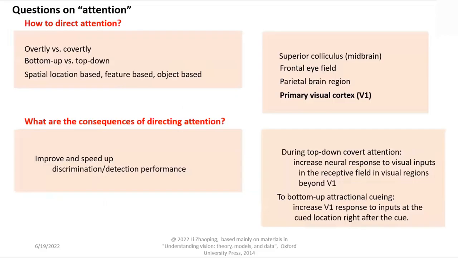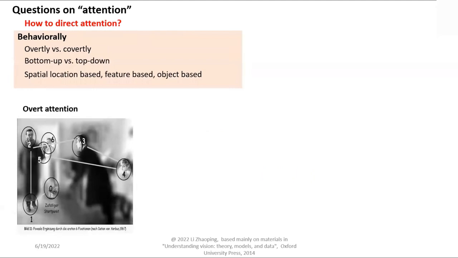So the question is, how do we attend? We will say, you choose these two sentences out of a whole book to read. How do we attend? You can ask this question in different ways. How do you direct attention neurally? And behaviorally and neurally, what's the consequence of directing attention? So let's start behaviorally. How do you attend? You do it by shifting your gaze, okay? Imagine you start your gaze here, and then you move there, and then there, and then there, and so on.